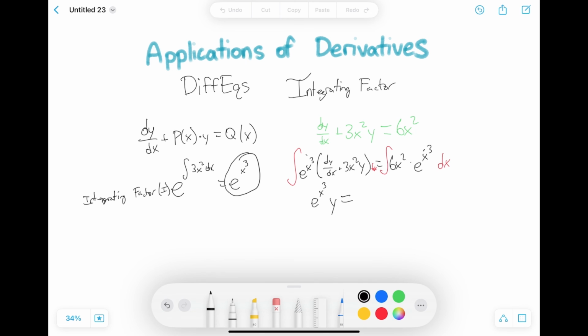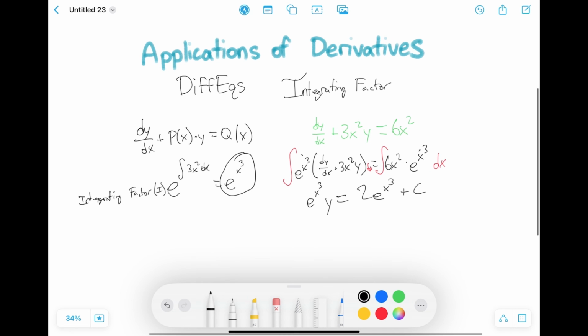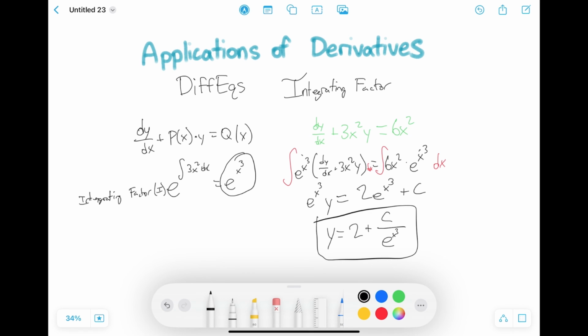And then once you learn about u sub, which is kind of just the reverse of chain rule, this becomes a very easy integral. This should end up being 1/2 times e to the power of x cubed. If I'm wrong, that's my fault. Actually, I should do this in my head before I say it. This would be 2e to the x cubed. My fault. So this would be 2e to the x cubed plus c. And then once we divide each side by e to the x cubed, we get y equals 2 plus c over e to the x cubed. And then we have this general solution here.